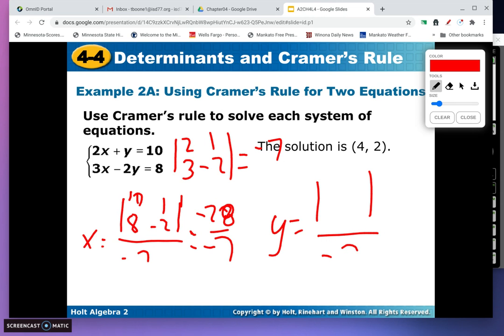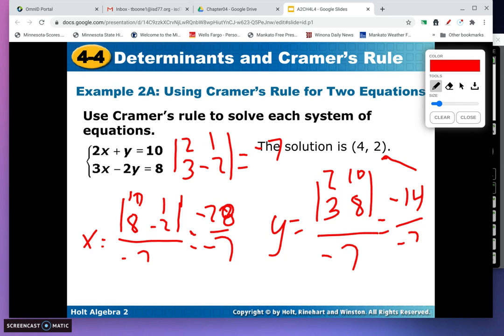all right, we're going to put that negative 7 down below. That's what we do that for. Now this time we keep the x coefficients the same because we're finding y. We're going to use the 2 and the 3. And then in place of the y coefficients, we put the 10 and the 8. All right, so we'd get 16 minus 30. That would be negative 14 over negative 7, which indeed gives us 2 for that value.